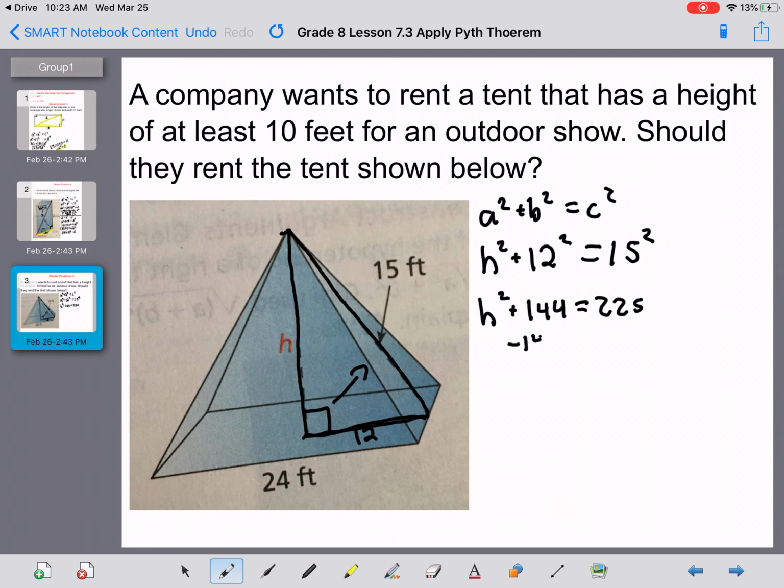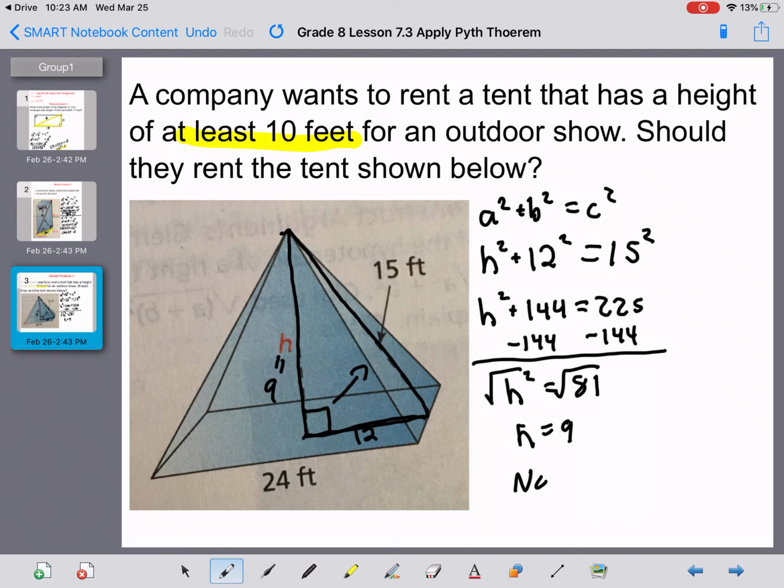Now I can subtract 144 from both sides. 225 minus 144 is equal to 81. So h squared equals 81. Square root both sides, and I get that h equals 9. So since they want the height to be at least 10 feet, and here the height is 9 feet, no, this tent will not work.